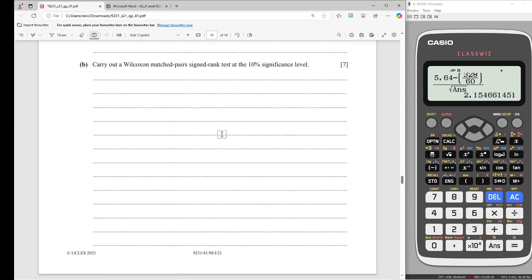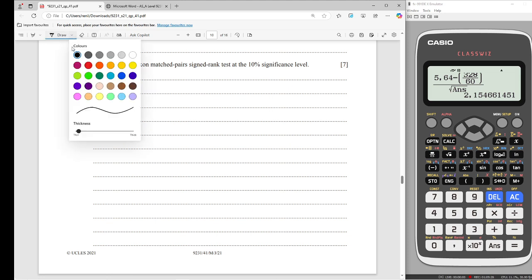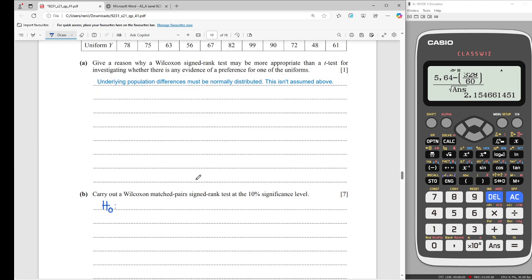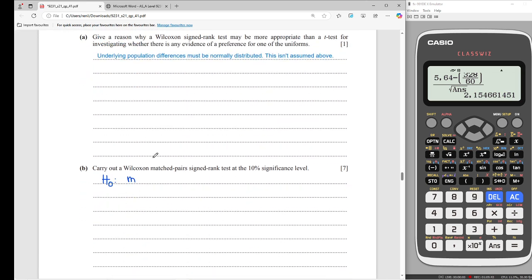Moving on, carry out Wilcoxon matched pairs signed rank test at 10% significance level. Okay, so before we do any test, we state our hypothesis, and so far we've mostly been given our hypothesis. This time we have to write it ourselves. So H null states that the population medians are equal, which means MX, equals MY, which is population median of Y. You can write this in words, but I like writing it in symbols. They do not cut any marks for writing it in symbols.